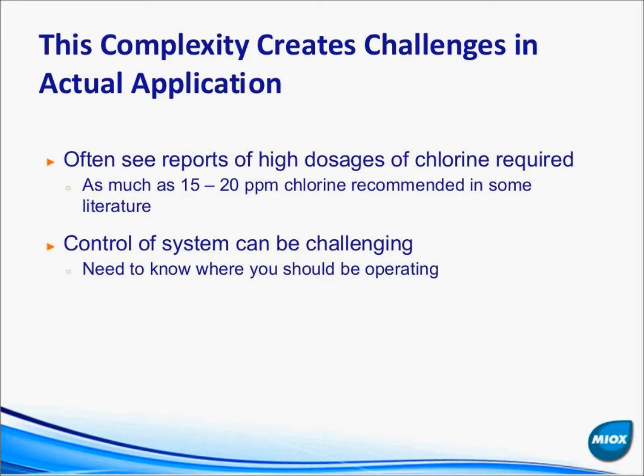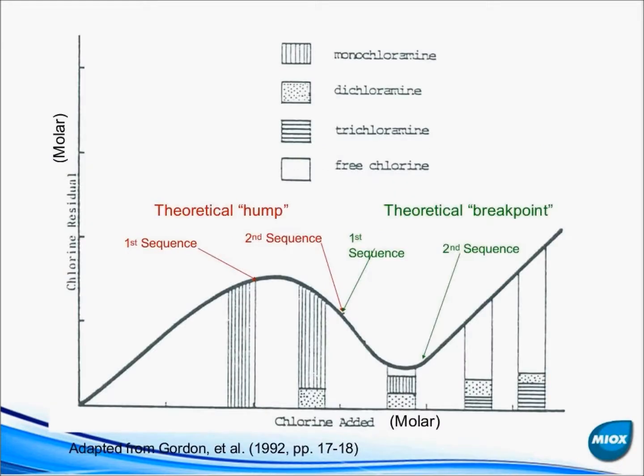And another common question I get is, well, what is meant by breakpoint chlorination? This is a nice graph that shows this, and we can't take credit for this graph. This is from Gordon and others in '92. And the way you can look at this is, across the x-axis you have the amount of chlorine that is being added into a water source. Now this is not to scale, this is just to show behavior, versus the amount of measured chlorine residual.